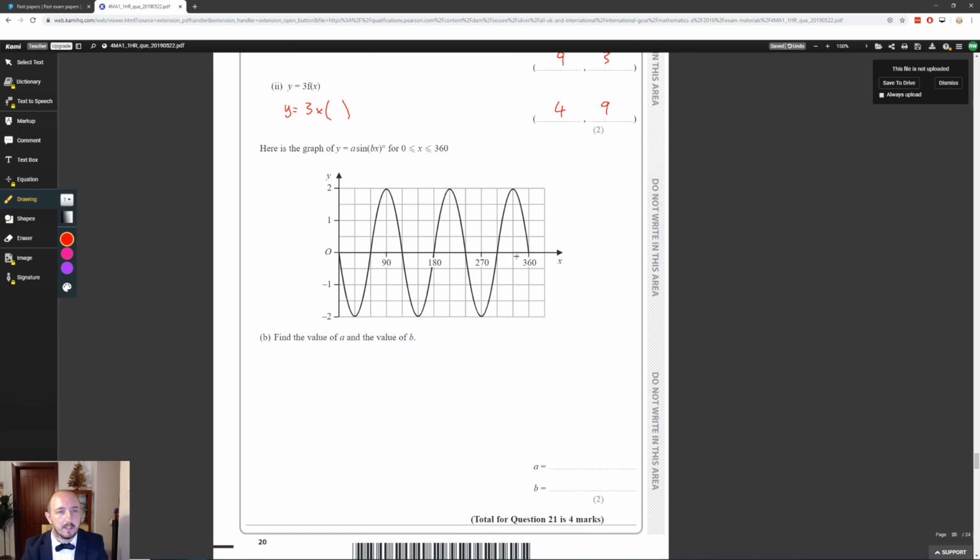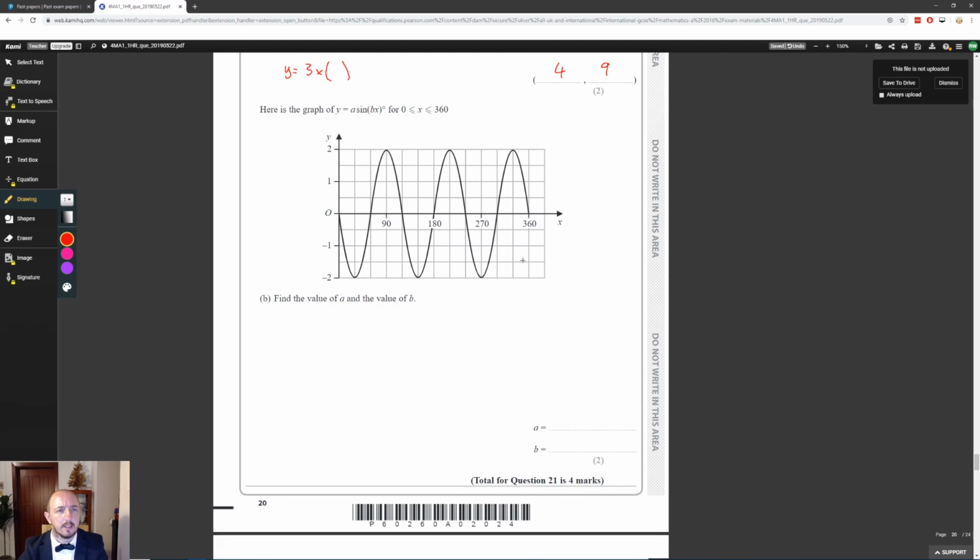Part B was very difficult here. Notice that there's no change inside the brackets in terms of plus or minus, so we can't shift it left or right. What we have to do is either multiply it by something to stretch it, and the b in front of the x means it's actually going to be a squash.